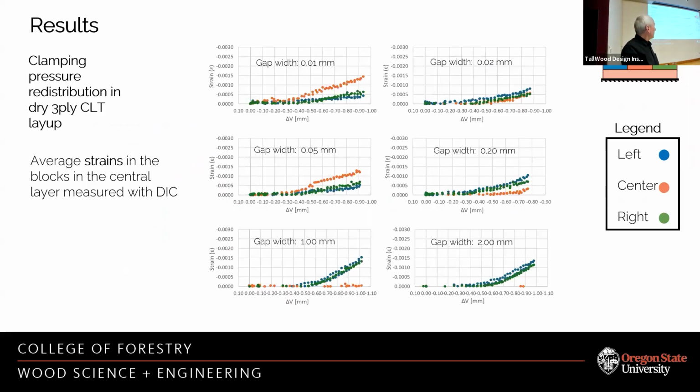And this is the type of results that we get, right? This is deformation. This is actually movement of the crosshead. And here we see strain in the side blocks, blue and green, and in the central block, the orange one. And depending on what kind of gap you put in here, you see that the greater the gap, no pressure is being transferred, or no strain is being observed in the central layer.